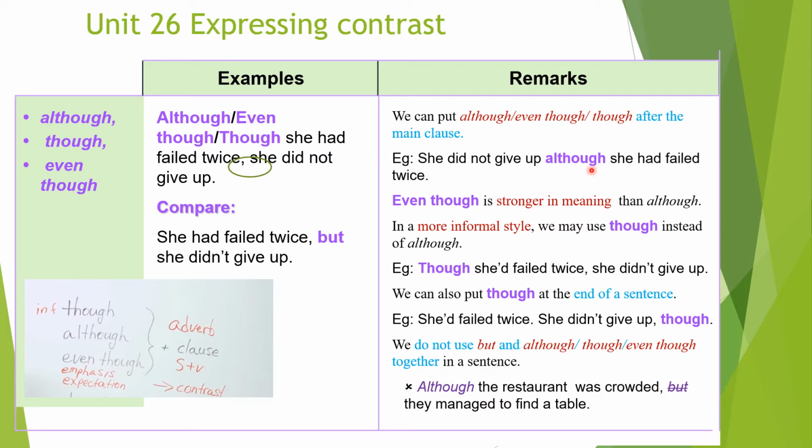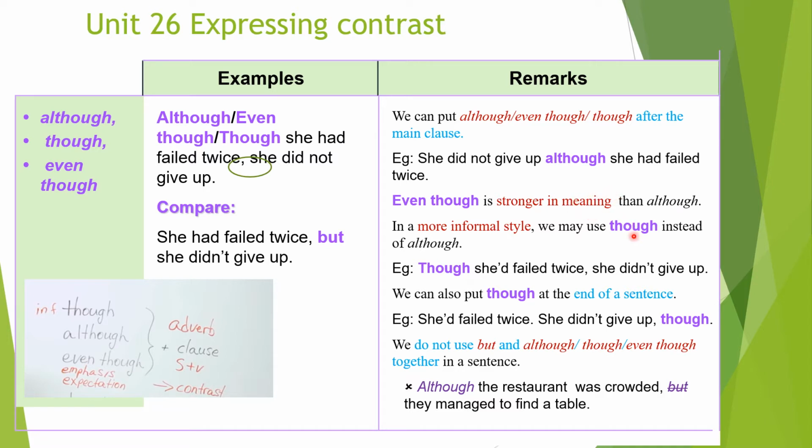Another example. What is the difference between although and even though? Even though is stronger in meaning than although. It's just the meaning that is stronger, that's all. So, even though she had failed twice, she did not give up. It's just stronger in meaning. Not much difference anyway.